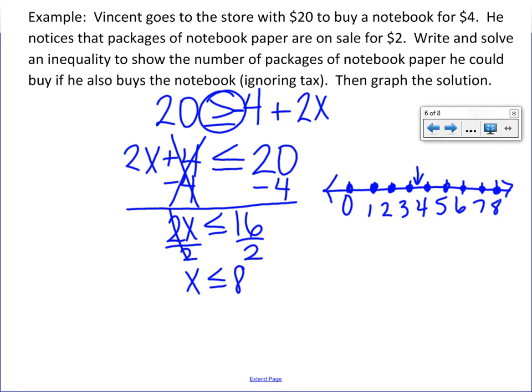Now, I stopped at 0. My next question is, could he buy -1 packages of notebook paper? No, they're not going to pay him for not buying a package of notebook paper. So he either buys 0 or somewhere between 0 and 8. As much as 8 packages, but he doesn't have to buy any if he doesn't want to. So there's our final solution there.